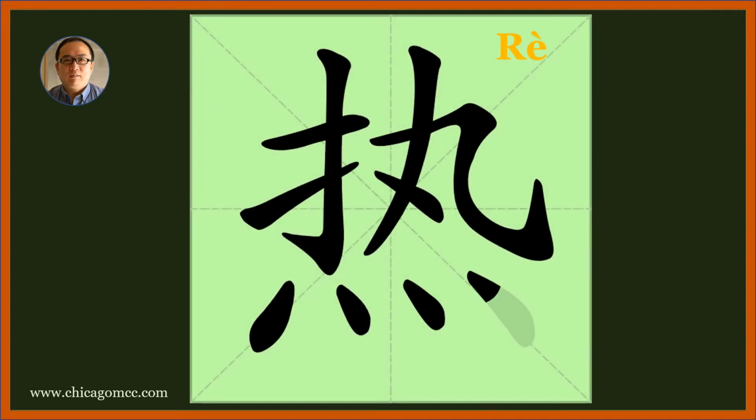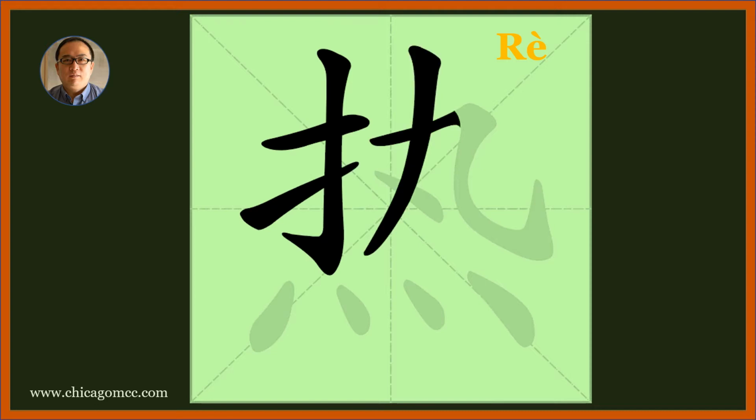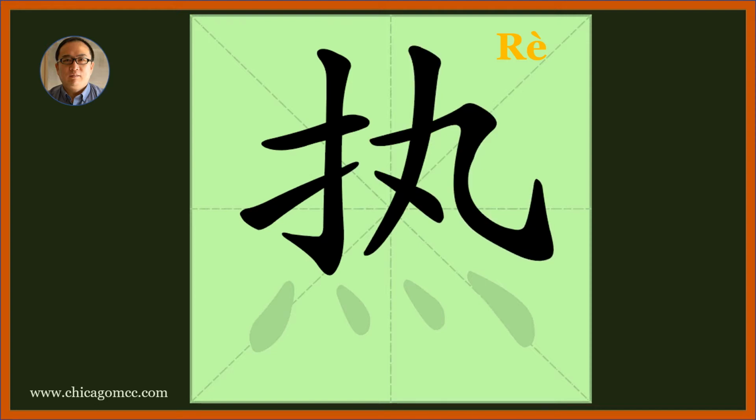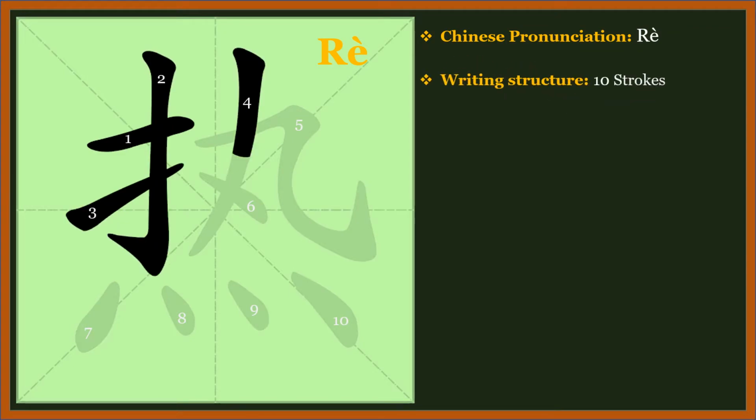Today I'm going to show you a regularly used Chinese character, 热, which means hot or high temperature in English. Now let's get started. The character 热 is composed of 10 writing strokes as shown here in the animated image on the left.